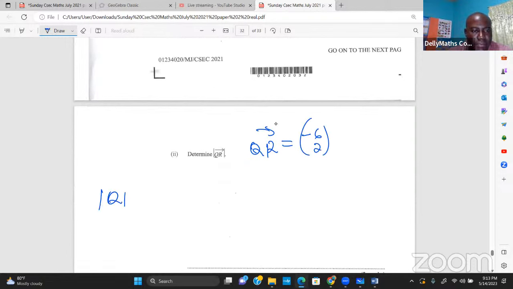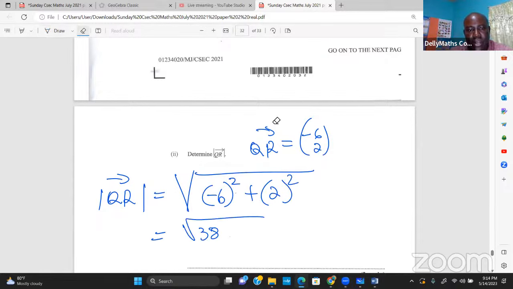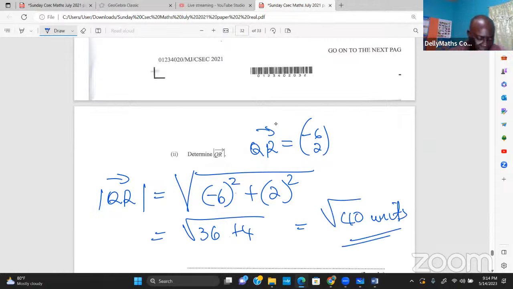So the magnitude of it, last question, is the square root of -6 squared. Put it in a bracket, please, so you don't make any mistakes. Plus 2 squared. 36 plus 4, and that's the root of 40 units, and you're done. If you want to find the root of 40 in decimals, it's fine, but they are fine with that response. In decimal, you get 6.32 units, and you are done.